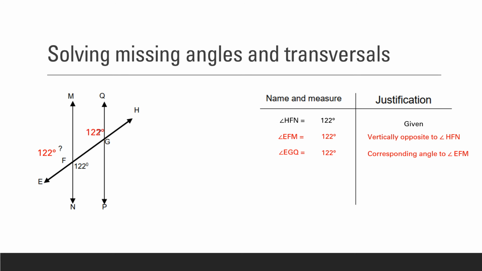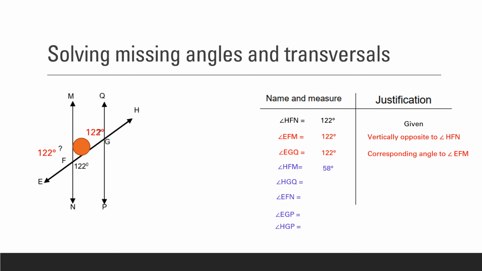Now, I think we can do a little bit more. So I thought we would solve for every other missing angle as well. I'm going to start using dots to show you which angle I'm working on because it can get confusing very quickly. So the first one I'm going to work on is this one, HFM here. And I know that that has to be 58 degrees.